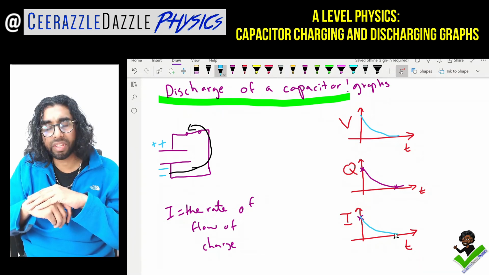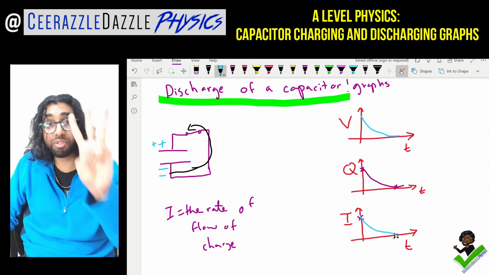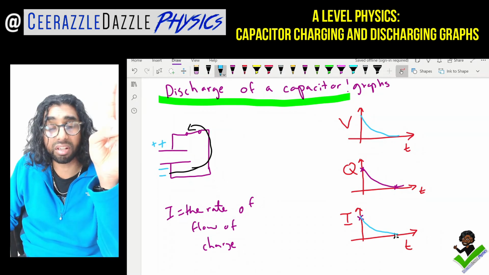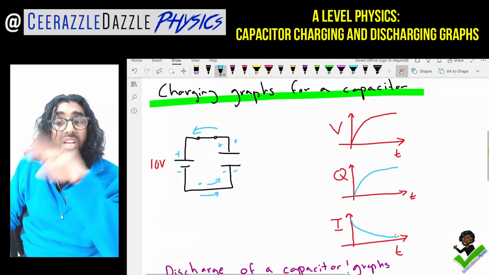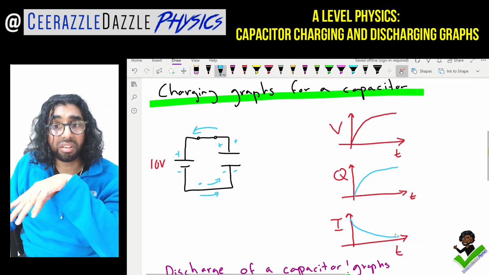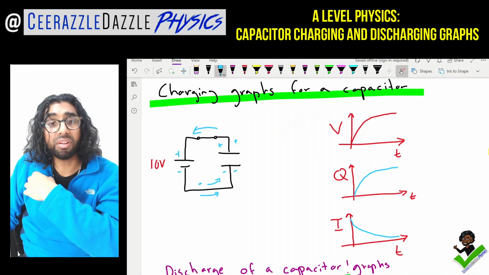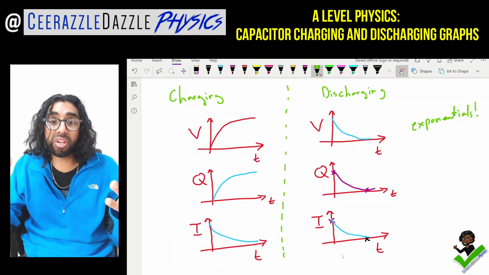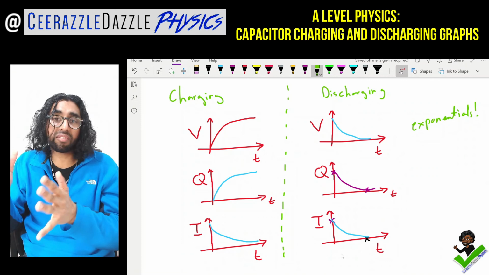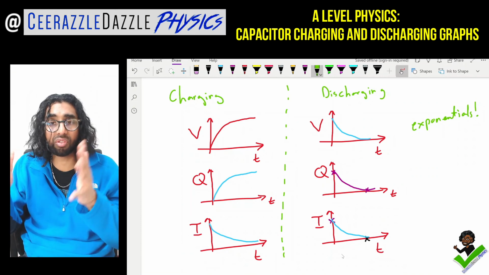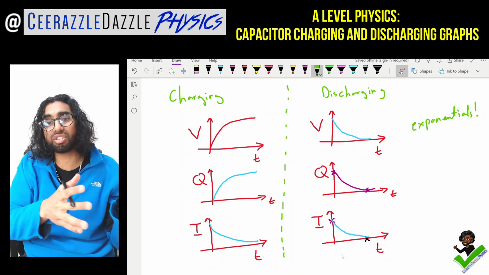Okay with that? So now we've done three graphs for the discharge of a capacitor. We've also done three graphs for the charging of a capacitor. So look carefully at them. Let's have a look at them both together. Here's a summary, guys. On the left hand side, I've done all the graphs for charging. On the right hand side, I've done all the graphs for discharging.